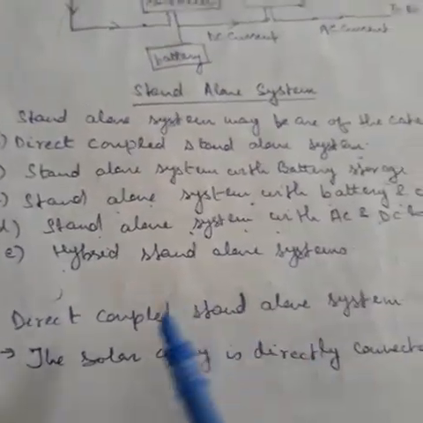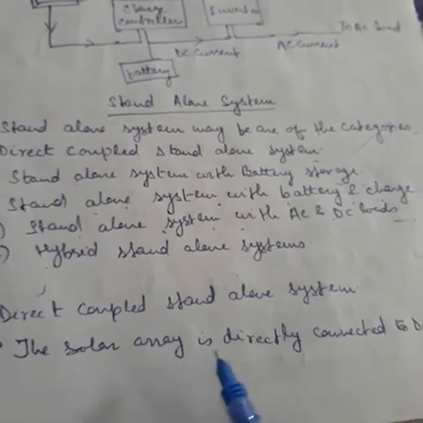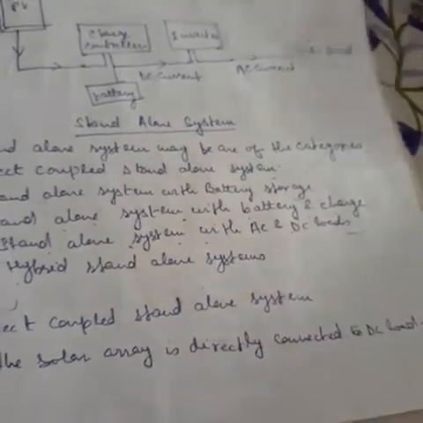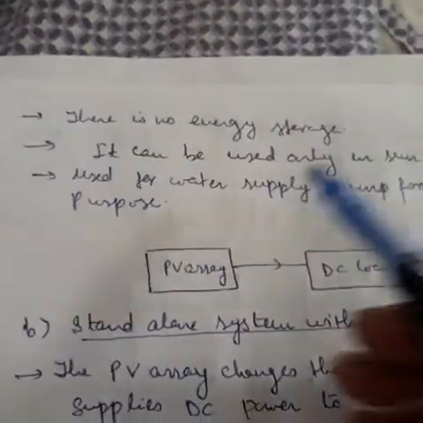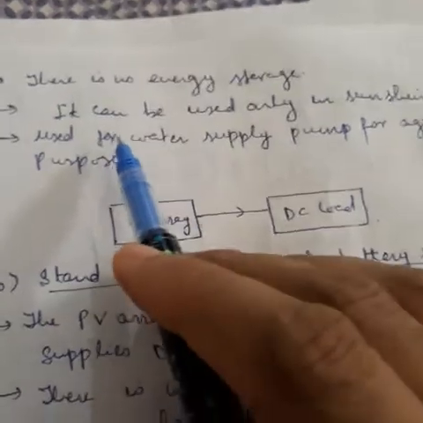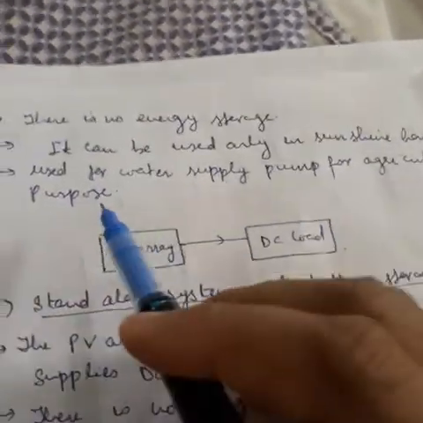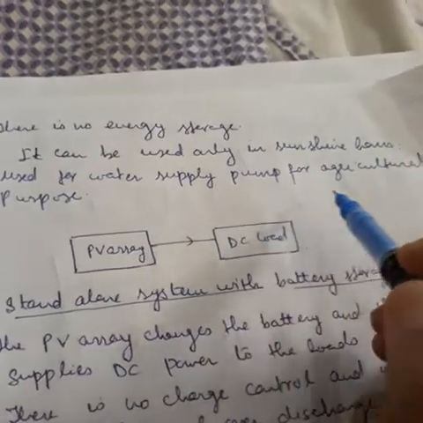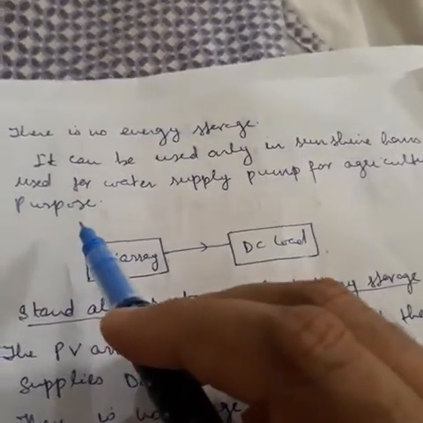So first is the direct coupled stand-alone system. In the direct coupled stand-alone system, the solar energy is directly converted into DC load. Next, there is no energy storage, and the stand-alone system can be used only in sunshine hours and used for water supply pumps for agricultural purposes.